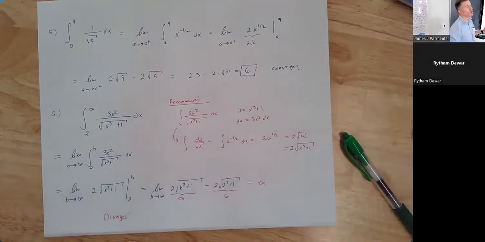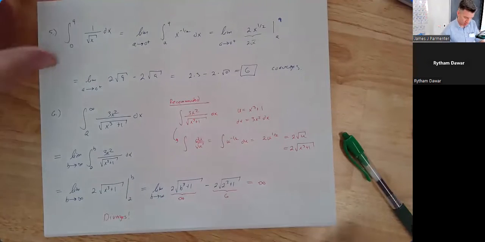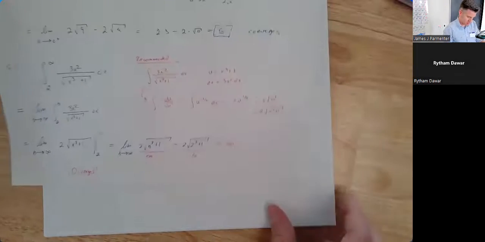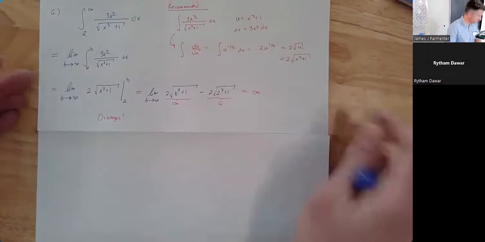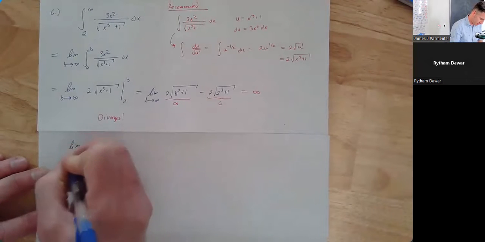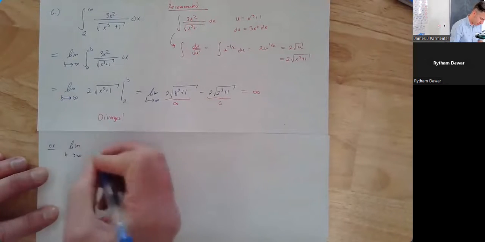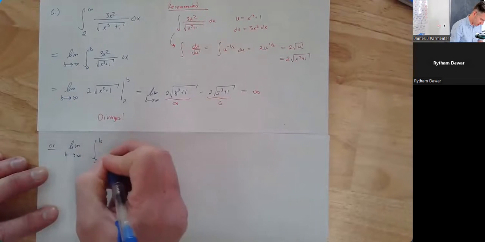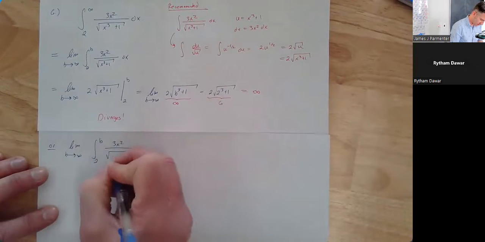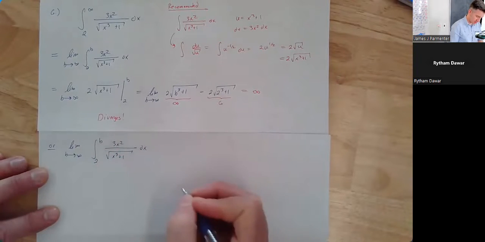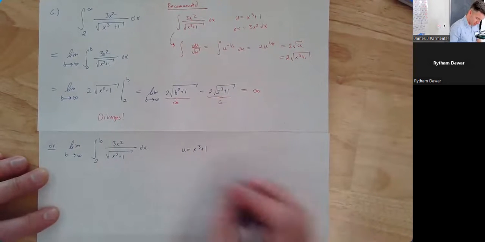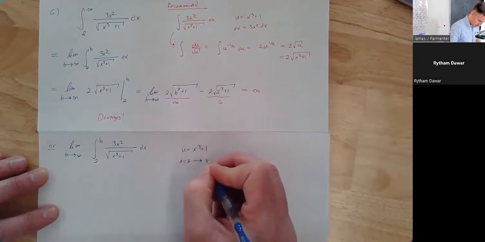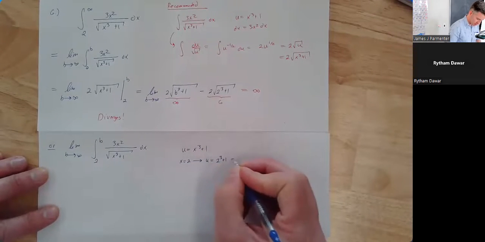Let me point out how you could do this problem the kind of less nice way, in my opinion, just in case you prefer to do it that way. And I'll keep this up here so you can see it. Alternatively, you could do this. So when you get to the limit as b goes to infinity of the integral from 2 to b of 3x squared over the square root of x cubed plus 1 dx, you can let u equal x cubed plus 1, just like we did before, and you can change the limits of integration. If x equals 2, u is going to equal 2 cubed plus 1, which is 9.